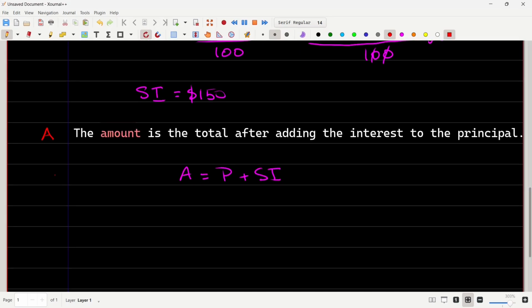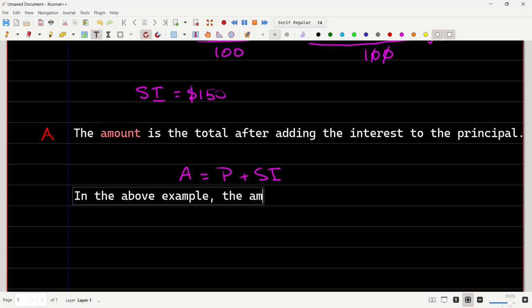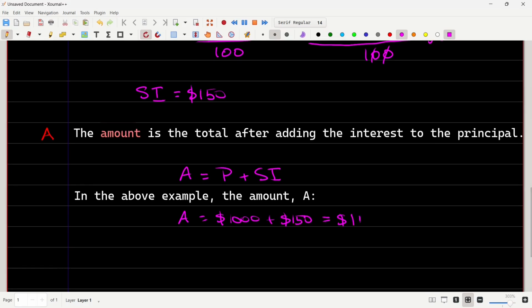And let's look at an example now. In the above example, the amount A is going to be found by simply taking the values and adding them together. So A would be equal to the $1,000 plus the $150, which gives me $1,150. Okay, so that is it for that.